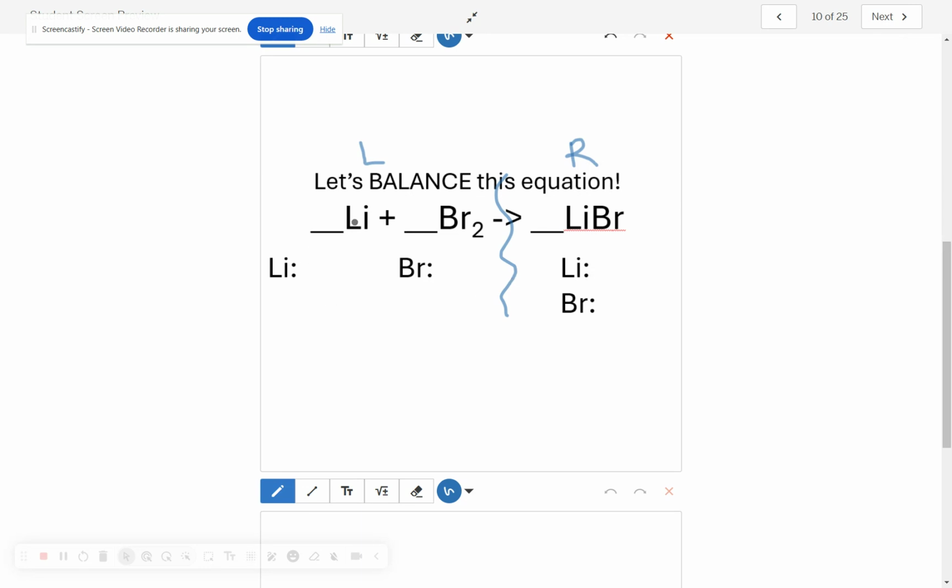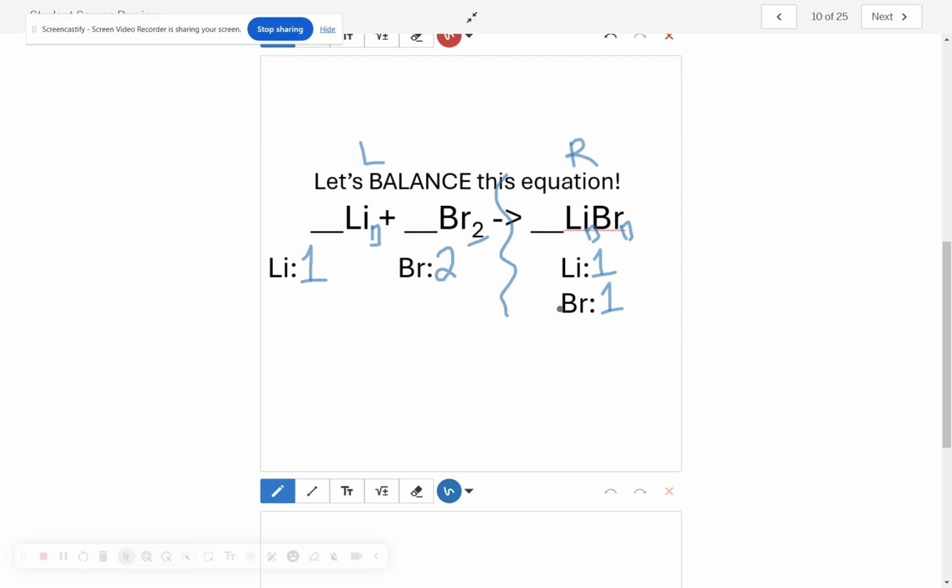Okay, so on the left-hand side, if I'm looking at Li, there's an invisible subscript, which means I have 1. But Br actually has a subscript, it has 2. So we're gonna put a 2. On the right, I have lots of invisible subscripts. So Li has 1, and then Br also has 1. That's it, okay? Now if you take a look at it, they're not matching. The Li's are matching, but the Br's are not. So we need to actually fix that.